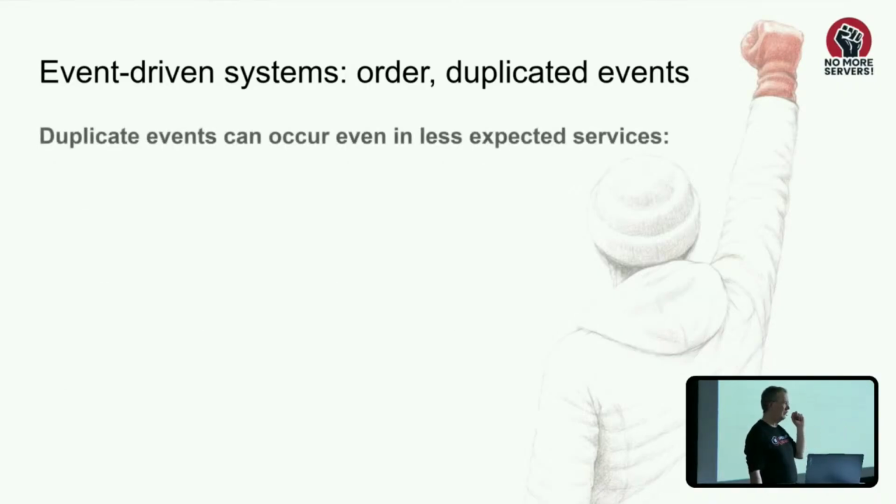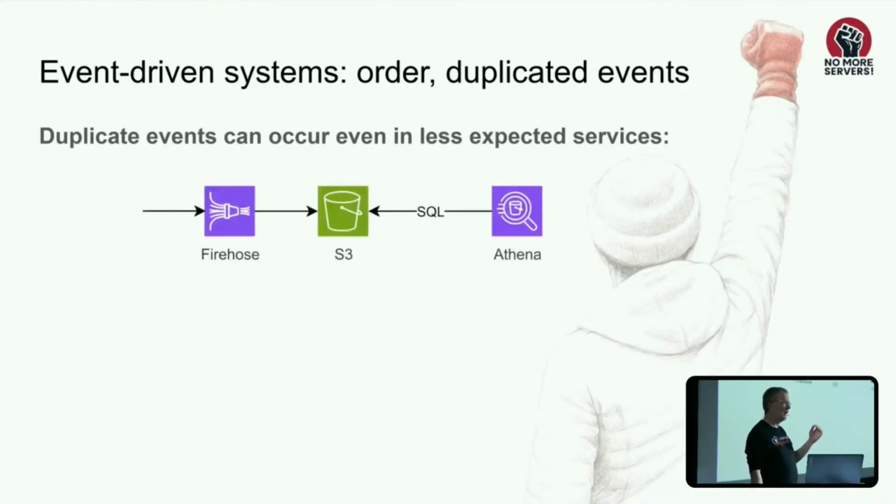And what is also really important, you can find duplicated messages in less expected services. So a common pattern is to use Firehose to load a lot of data into S3, and then use Athena to analyze it. You might expect, well, Athena has SQL query language, it behaves like a database. There is a primary key that protects me from duplicates. No, there's no primary key in S3.